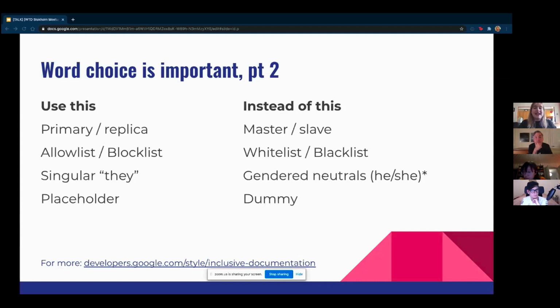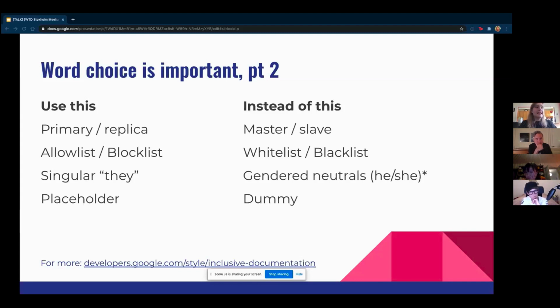Use allow list and block list instead of white list and black list. Use singular they pronouns instead of gendered pronouns like he or she. And that, I know, can be particularly complicated in languages other than English, and I'm curious to hear how other companies resolve this, especially when writing documentation in languages where pronouns are more complicated.